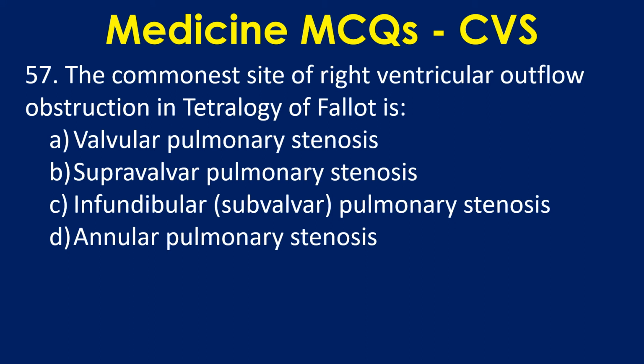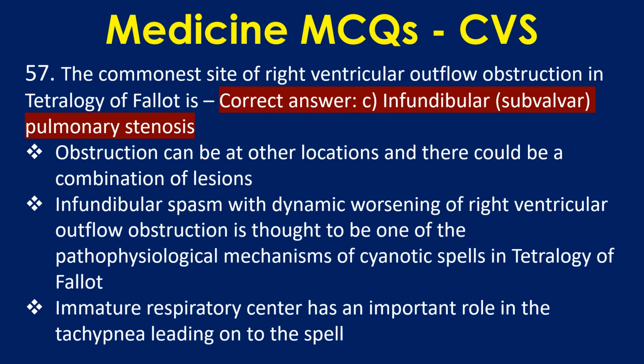The commonest site of right ventricular outflow obstruction in tetralogy of Fallot is A. Valvular pulmonary stenosis, B. Supravalvular pulmonary stenosis, C. Infundibular subvalvular pulmonary stenosis, D. Annular pulmonary stenosis. Correct answer C. Infundibular subvalvular pulmonary stenosis. Obstruction can be at other locations and there could be a combination of lesions.